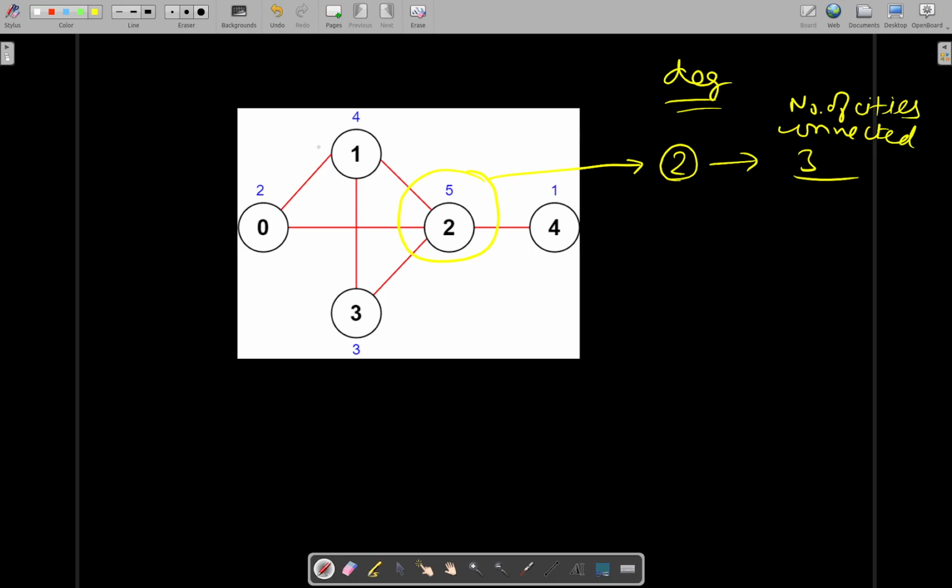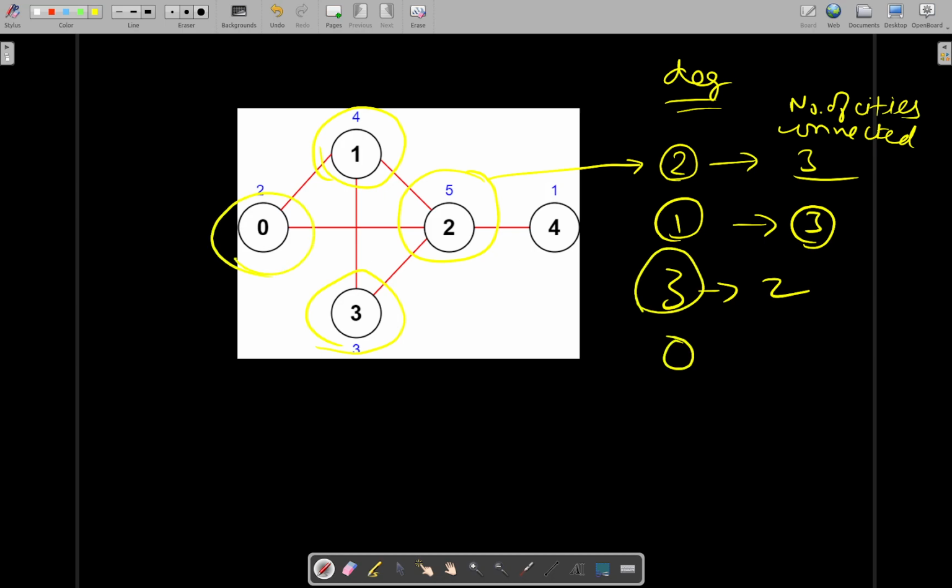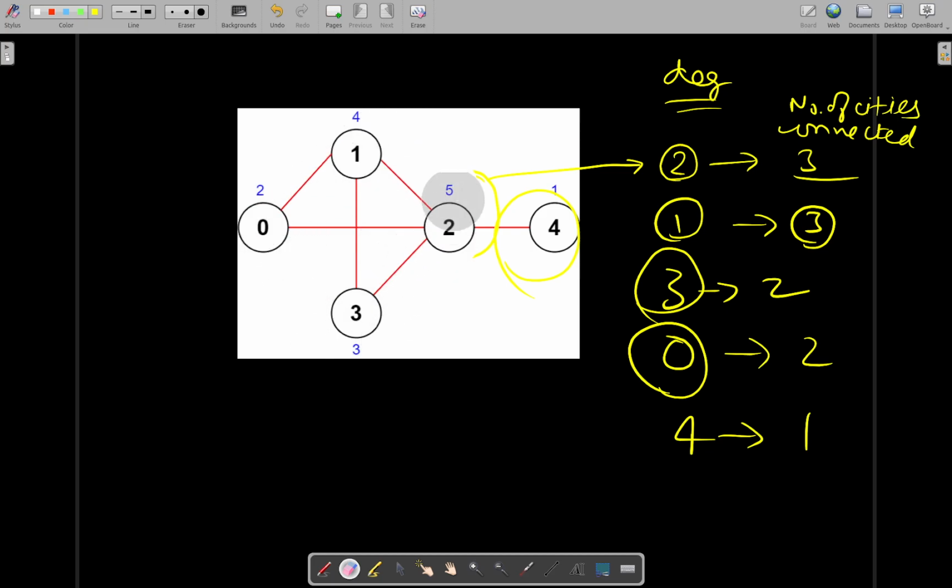Similarly, 1 was also connected with 3 cities. Then 3 is connected to 2 cities, and 0 is connected to only 2 cities, and then 4 is connected to only one city. So this is the number of cities each city is connected to. Once we have this list, the degree will be the number of cities a city is connected to, and this is the city number.